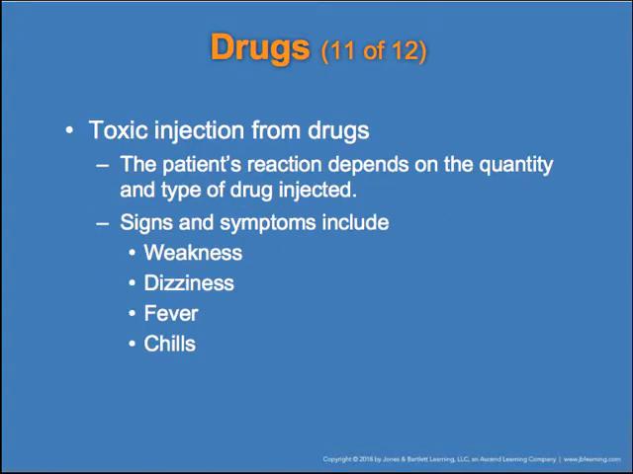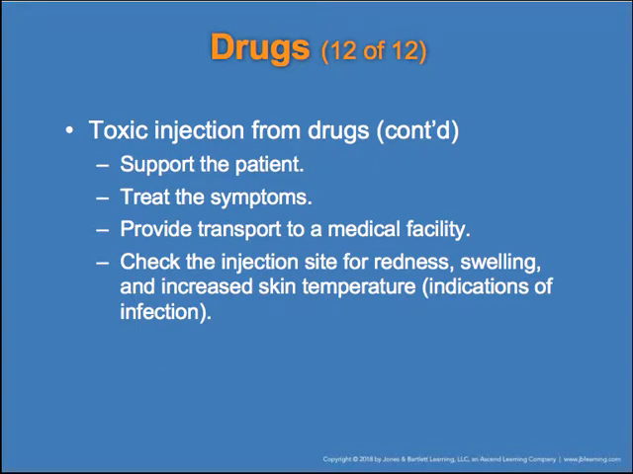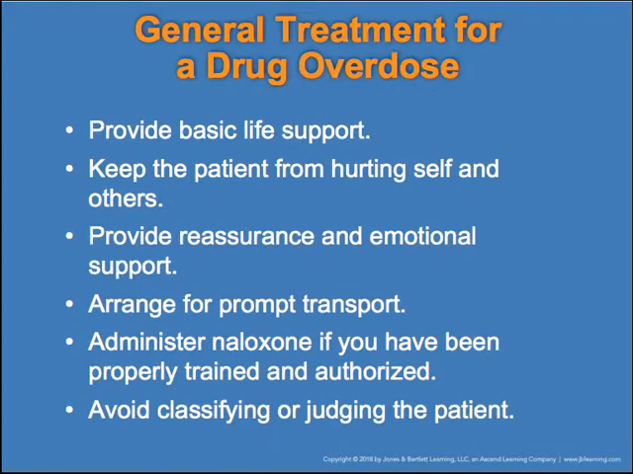Toxic injection from drugs. The patient's reaction depends on the quantity and the type of drug, so it can really vary for toxic drug injections. But things like weakness, dizziness, fever, and chills are really good examples of symptoms that you might come across. Biggest thing is going to be to support the patient, treat the symptoms, right? Arrange for transport, and check the injection site for redness, swelling, and increased temperature for indications of infection.